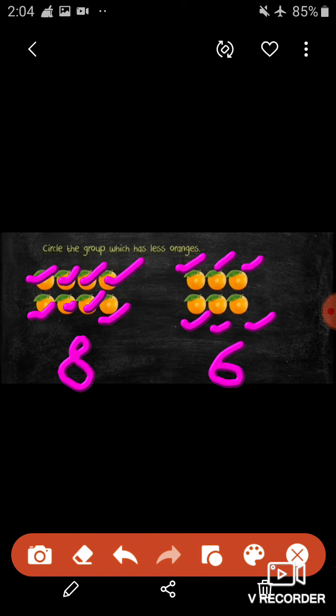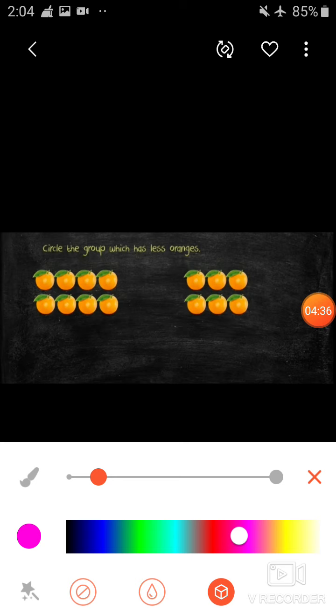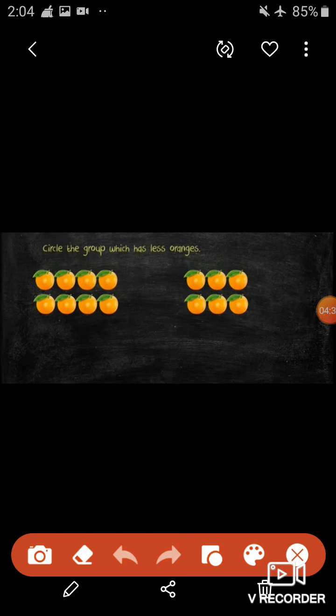Now here you have to tell which group has less oranges. So students, look at the number 8 and the number 6. Which is less? Yes, 6 is less than 8. So here we have to circle this group because this group has 6 oranges, which is less than 8.